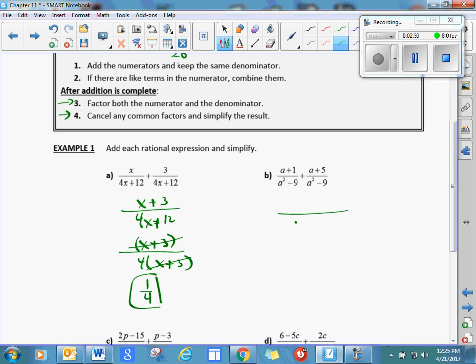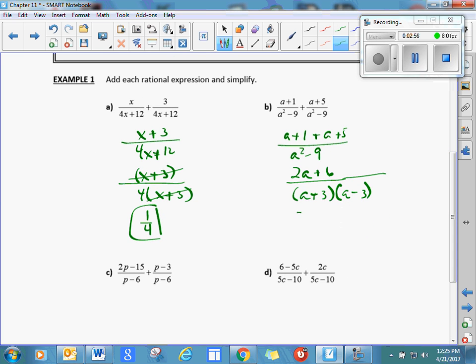A squared minus 9 is your common denominator. A plus 1 plus A plus 5. That simplifies to combine your like terms in the numerator. You have 2A plus 6. I hope you recognize this as the difference of 2 squares. So that's A plus 3, A minus 3. And actually, I'm not finished with factoring my numerator. I can take out a 2, and I get 2 times A plus 3 all over A plus 3, A minus 3.